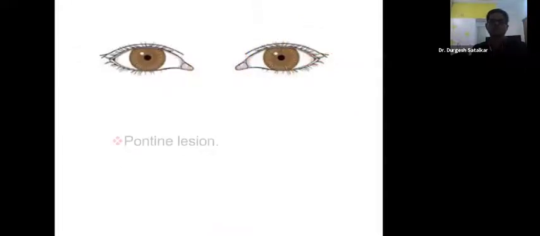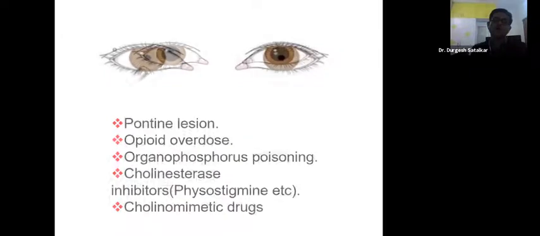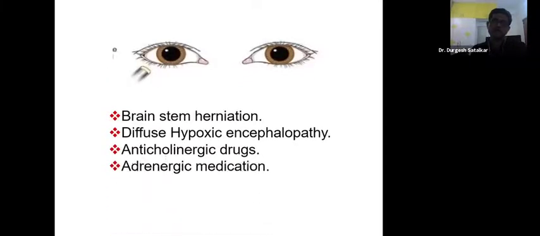Coming to the different types of pupillary abnormality. Suppose the patient has a meiotic pupil that is not responding to light. You can suspect a pontine lesion, or the patient might have an opioid overdose, or sometimes organophosphorus poisoning, or cholinomimetic drugs, or cholinesterase inhibitor intoxication like physostigmine. Coming to a dilated pupil, it usually indicates poor prognosis. Bilateral dilated pupils might be seen in brainstem herniation, or diffuse hypoxic encephalopathy, or when the patient has already received anticholinergic or adrenergic medication.